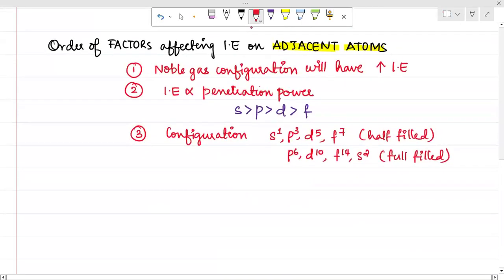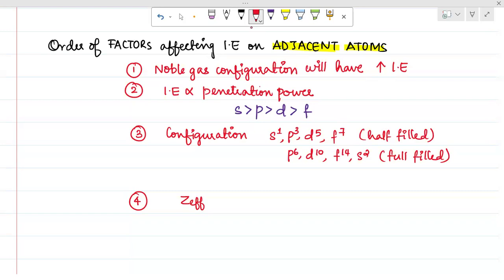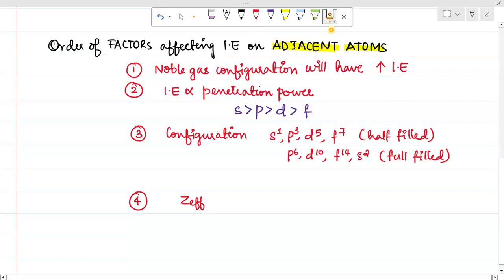Right. Now the last one is Z effective. The higher the Z effective, the closer the electron is bound to the nucleus and the more difficult it is to remove. So this is the order in which you have to check the order of ionization energy, again and again I repeat, for adjacent atoms. Okay? Let's do a few examples so that you can understand.